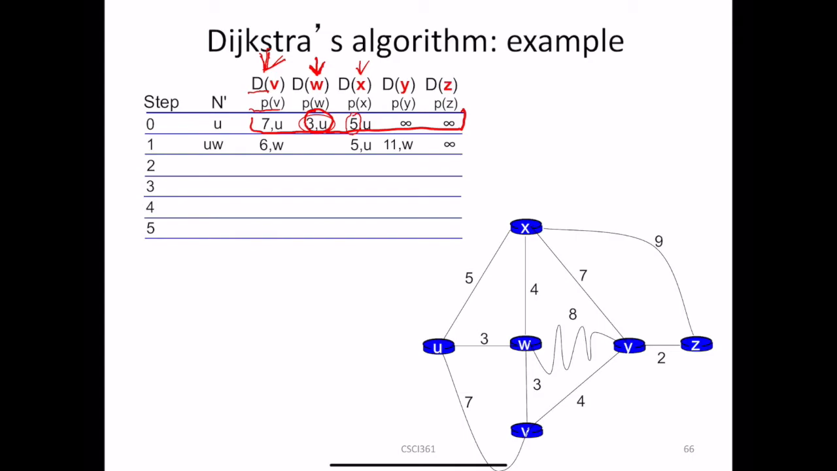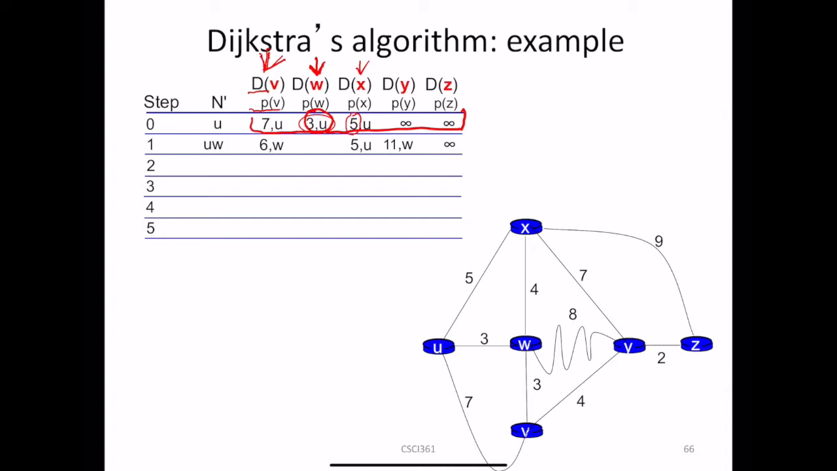Then let's keep checking X, which is the path from U, W to X. For this path, the cost will be 3 plus 4 equal to 7. And the cost from U directly to X is equal to 5. So 5 is smaller than 7, and we just keep the old value.